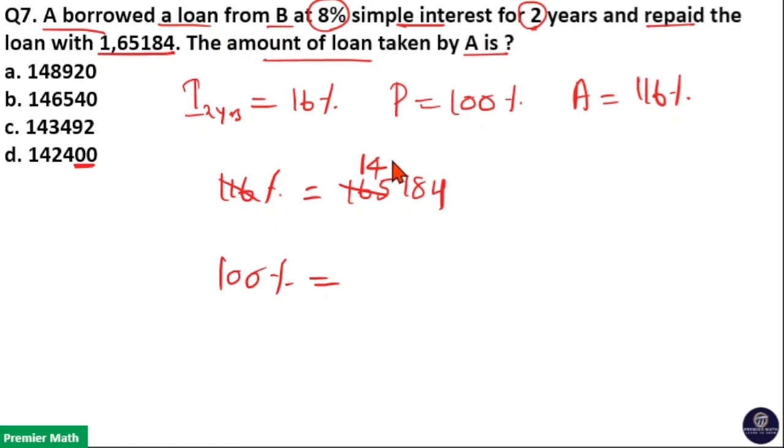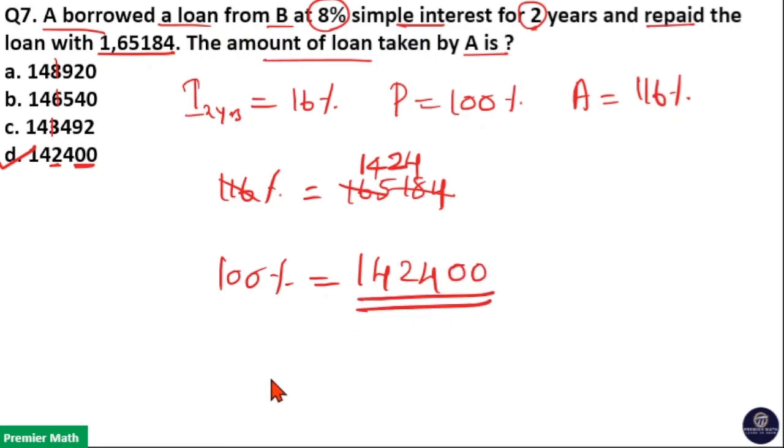So 116 goes 2 times in 271. Here third digit is 2. All others' third digits are 3, 6 and 8. So option D is your answer. That is, this is 1424. So 100% is equal to 1424 into 100. So option D is your answer.